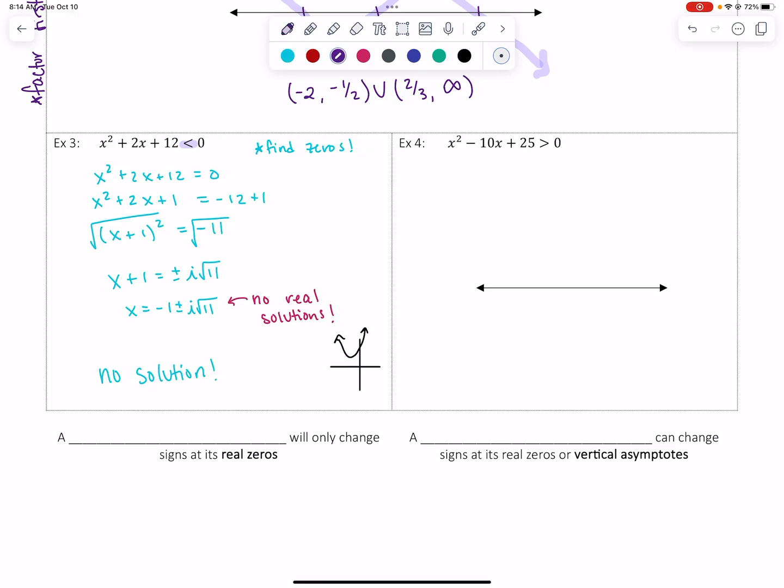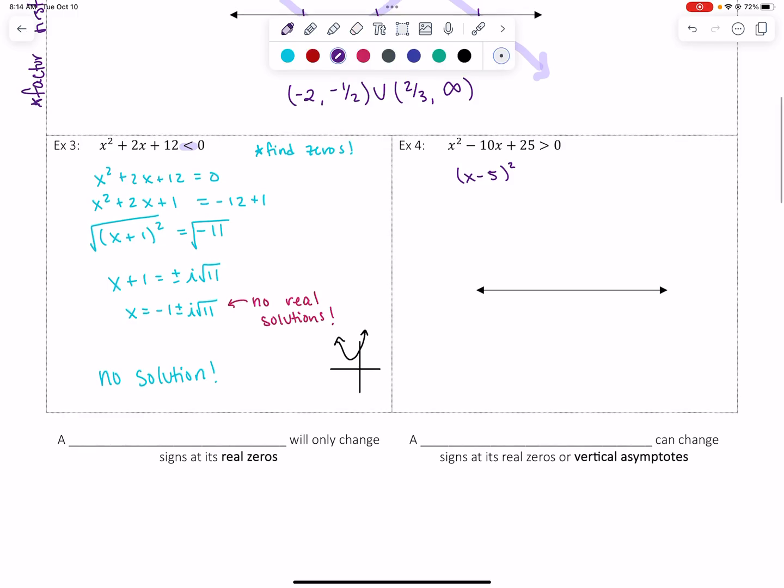And then on this next one, this can be factored. This is going to be x minus 5 squared, and it's going to be greater than 0, meaning that my roots are going to be x is equal to 5 with a multiplicity of 2. So if I'm thinking about my number line here, I have 5, and thinking about this parabola, it's going to come down and bounce off that 5.